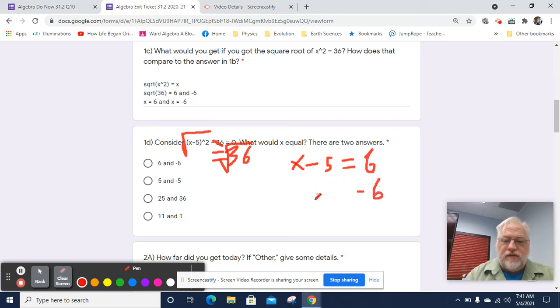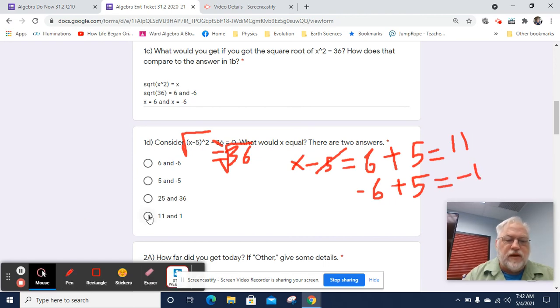So if we add 5 to both sides, 6 plus 5 will be 11. So plus 5, and then plus 5. Okay, so I'm adding 5 to both sides. So over here, that's 11. And that's negative 1. 11 and negative 1. And clearly, I have to fix that question right there.